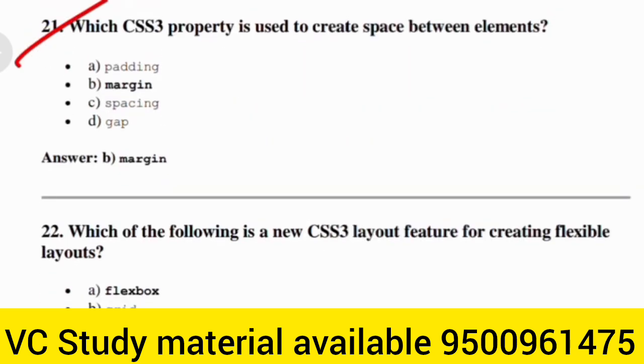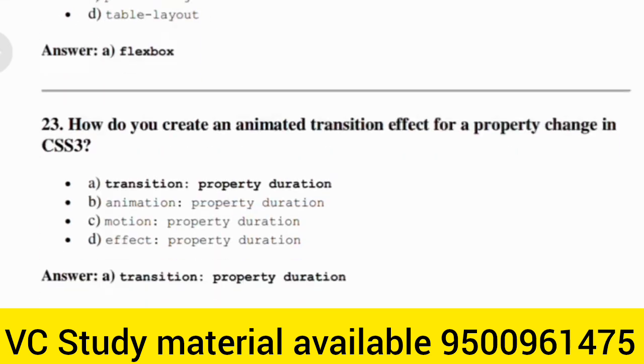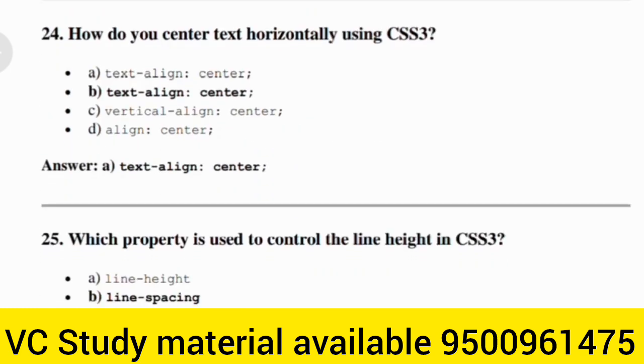Which CSS3 property is used to create space between elements? Margin. Which of the following is a new CSS3 layout feature for creating flexible layout? Flexbox. How do you create an animated transition effect for a property change in CSS3? Transition property duration.